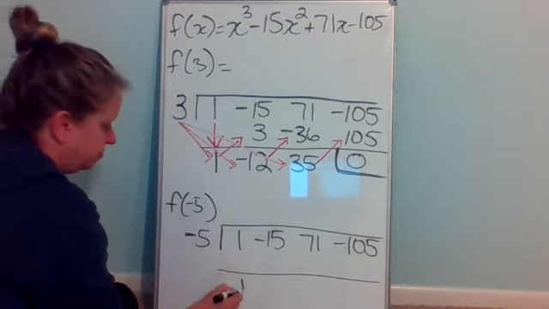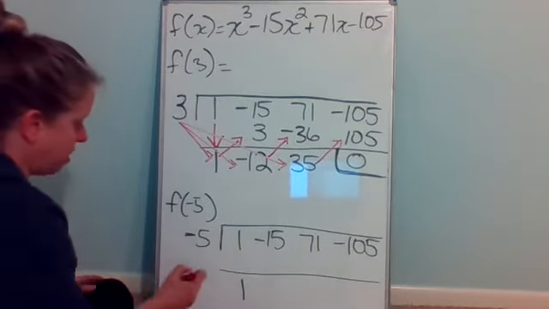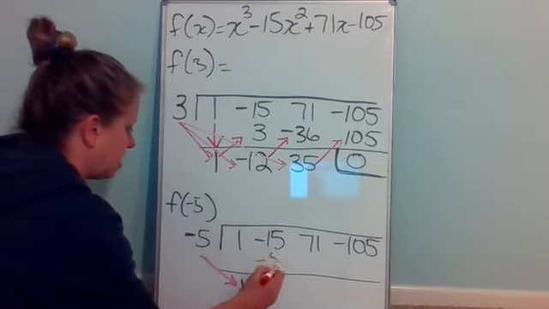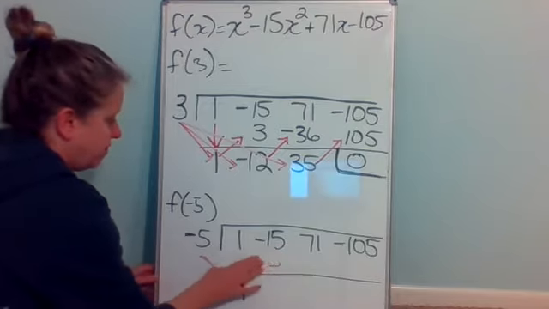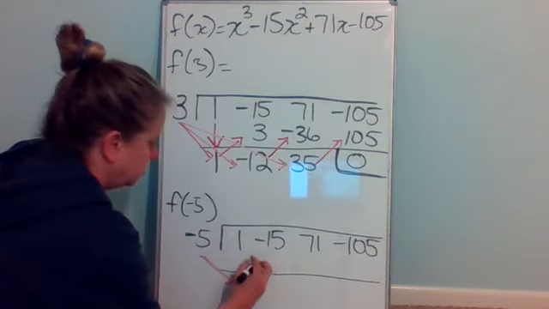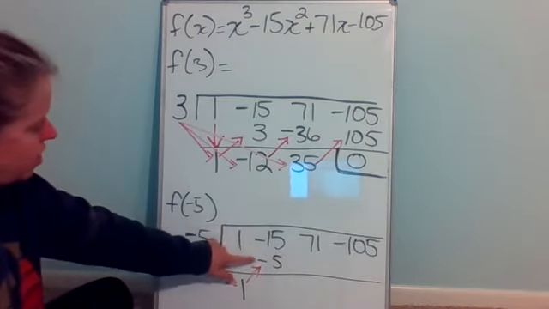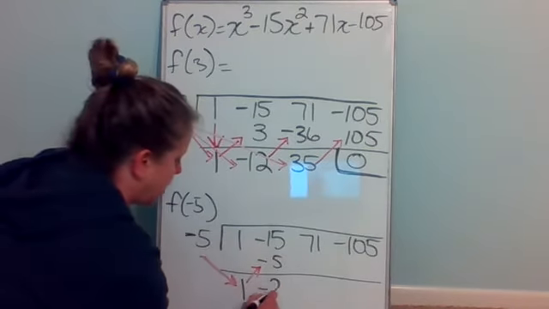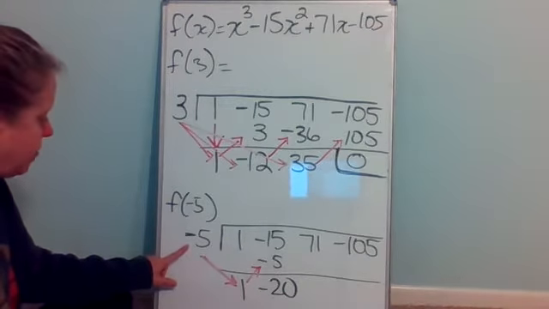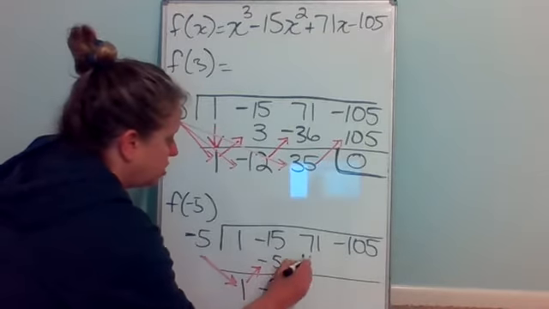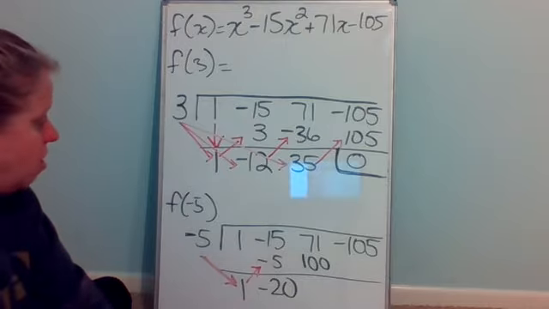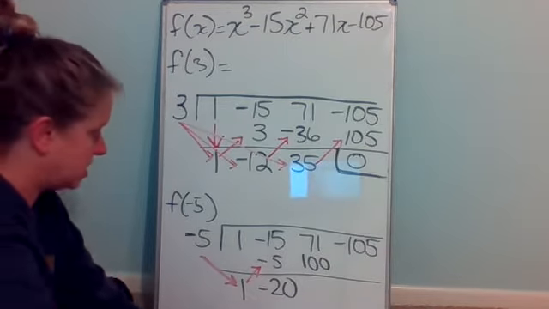So I'll drop down my 1 and then start my multiplication. So negative 5 times 1 gives me negative 5. If I add this straight down, negative 15 and negative 5 gives me negative 20. So then I have negative 5 times negative 20, which is positive 100. When I add that straight down, I get 171.